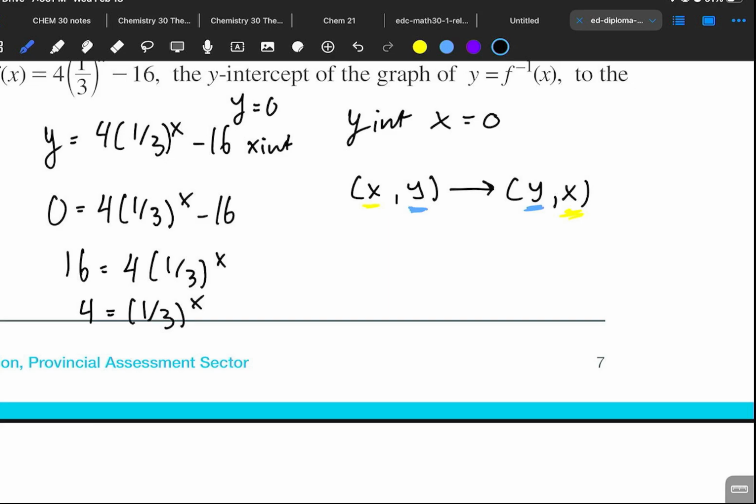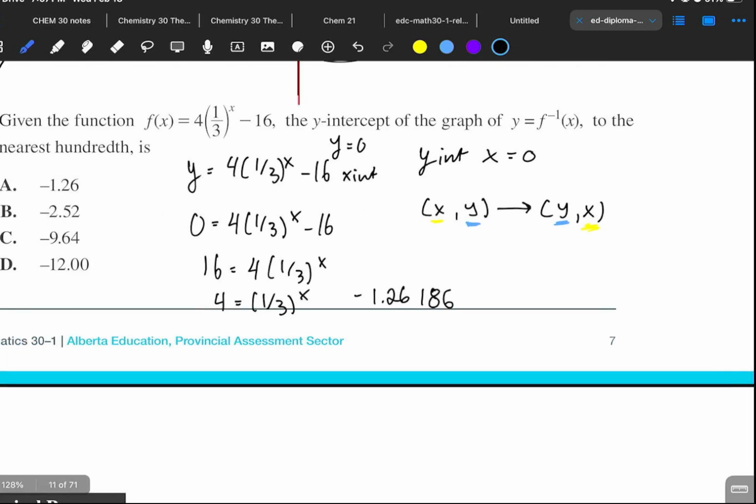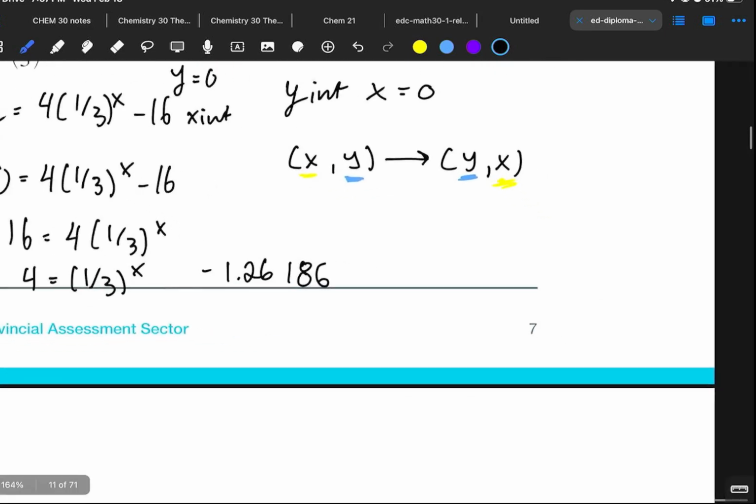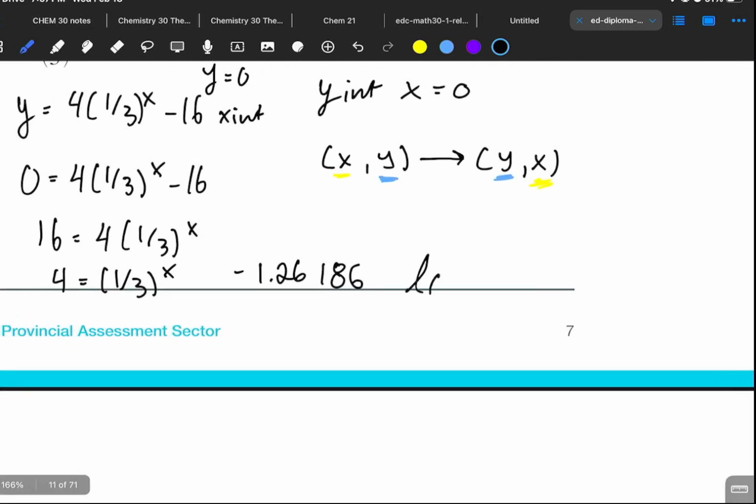So we're just going to do 4 as our y1 and 1/3 to the power of x as our y2 in your calculator. And I just want you to find the intersection between these 2 points. The intersection should be approximately negative 1.26186. So whatever value that matches up here, this answer should be a. But if you wanted to solve it using logs, what you could do is you could say log base 1 over 3 to the power of 4 is equal to x, and then do it from there.